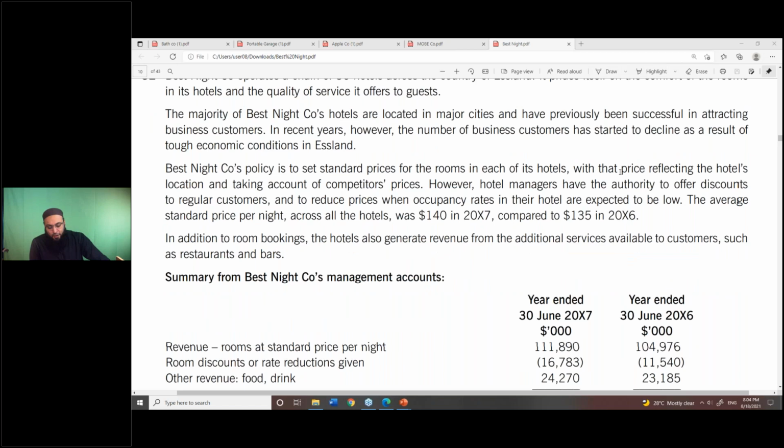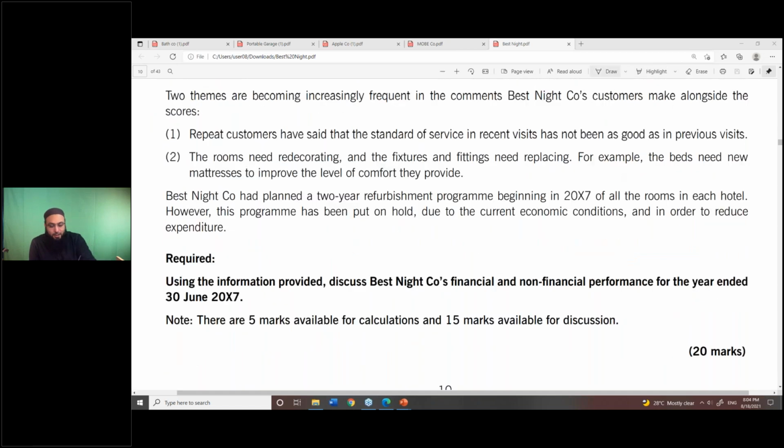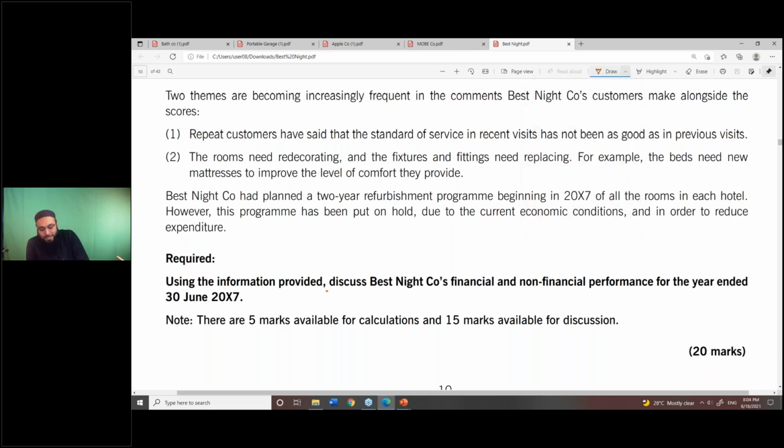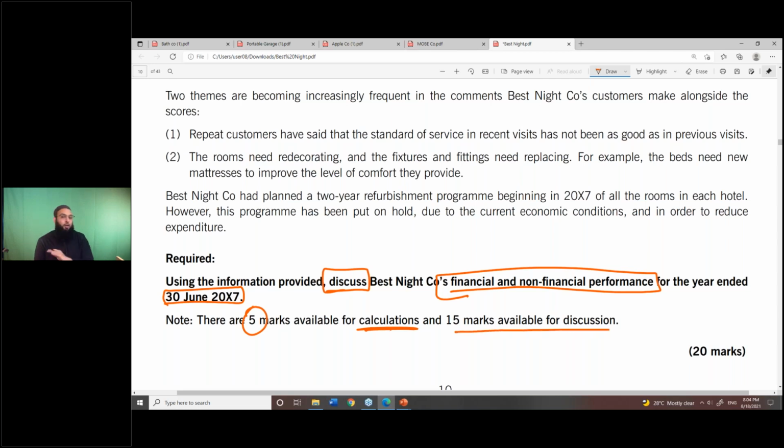First of all, let me quickly tell you it's a 20-mark question. Using information provided, discuss is the verb. Best Knights, financial and non-financial performance. June 2017. 5 marks are available for calculation, 15 marks for discussion. So remember, calculation weightage is not that much. So you don't over calculate. Avoid over calculations.